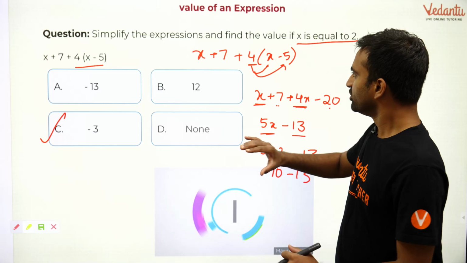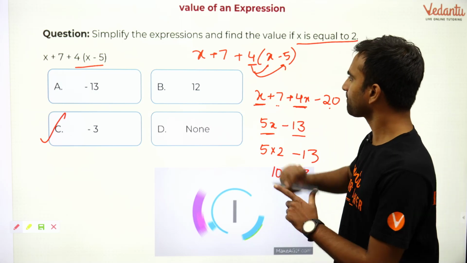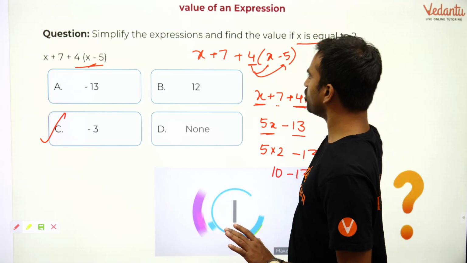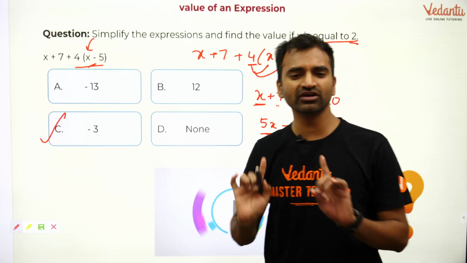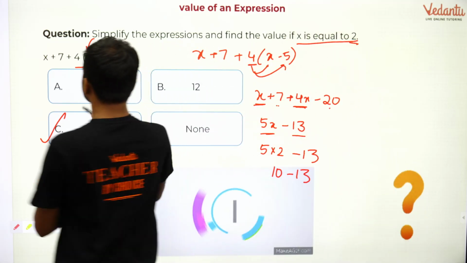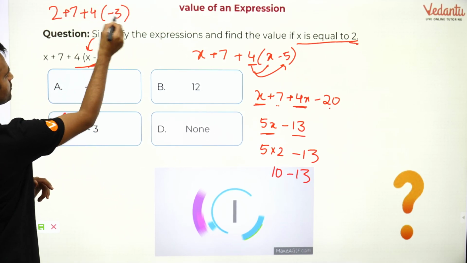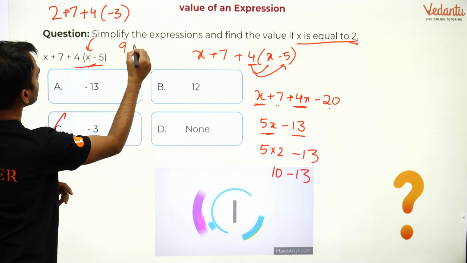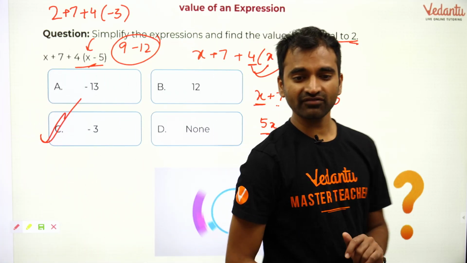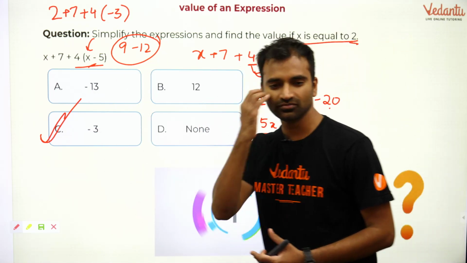Now, that's point number 1. Point number 2 is, if the options are this, you don't really need to simplify. You can put the value of x directly as well. It will still give you the right answer. You have 2 over here, so put 2 here. Minus 5 plus 2 will give you minus 3. So I have 2 plus 7 plus 4 into minus 3. So plus 4 into minus 3, this is 7 plus 2, that is 9. And this will be minus 12. Is that fine, everyone?